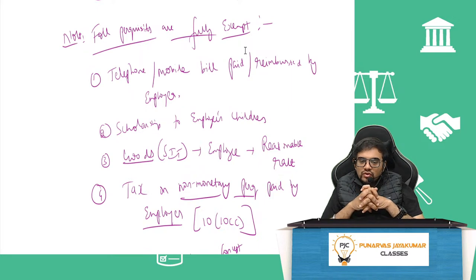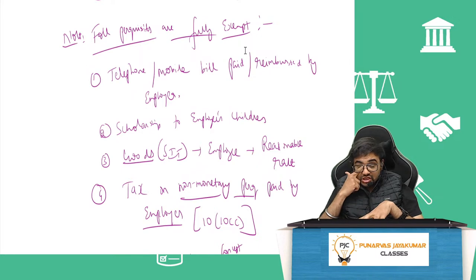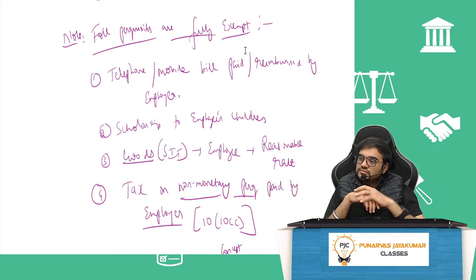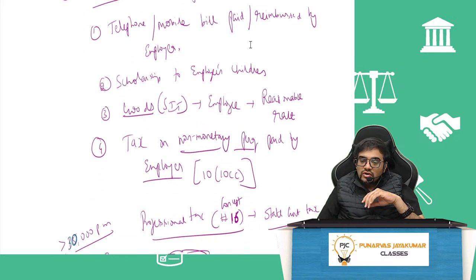If there are any goods which are like stock in trade, like you are an employee of Tata Tea and Tata is giving you packets of tea at a reasonable rate, no problem, fully exempt. Tax on non-monetary perquisite paid by the employer.